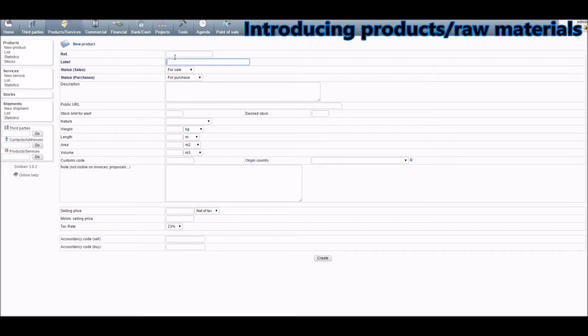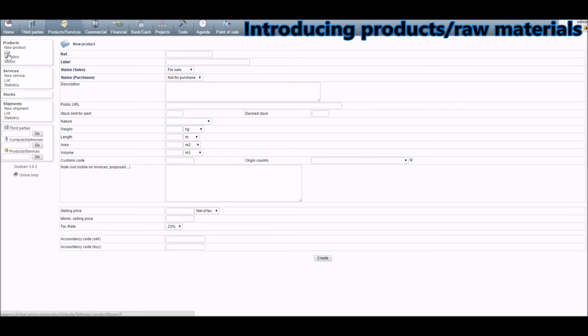label, which is the name, its status, if it is for sale, it's a manufactured product, or if it is for purchase, it's a raw material. Then add the description, public URL, stock limit for alert, and desired stock. Also important is to add its nature, if it is a manufactured product or a raw material. Insert any notes that you want and then click on Create.